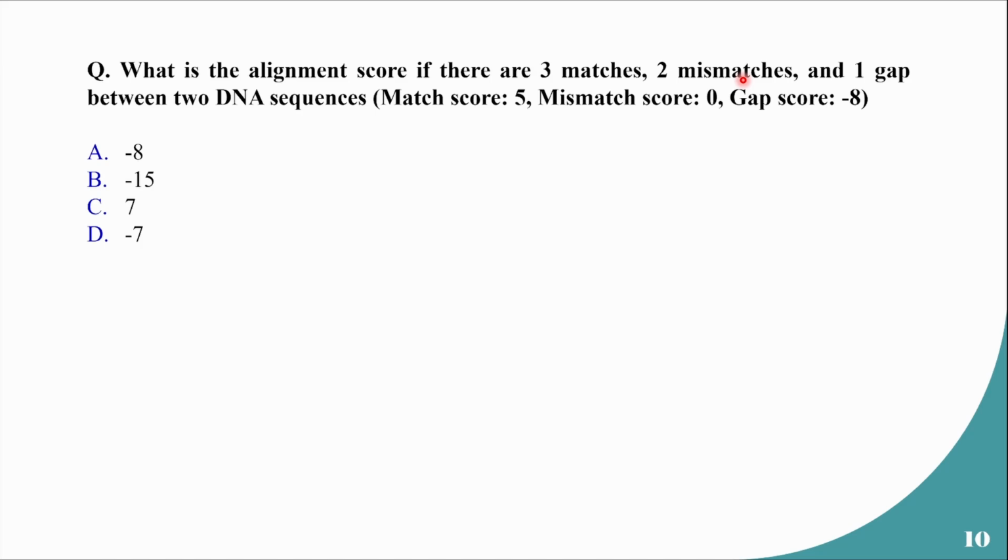So in this exercise, we have a particular set of matches, mismatches, and gaps. We have 3 matches, 2 mismatches, and 1 gap. And what we have been given are match scores, mismatch scores, and gap scores. Notice that we do not characterize the gaps in this question. So just a small numeric question. What will be the overall alignment score for this set of matches, mismatches, and gaps?